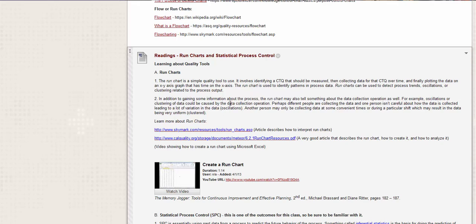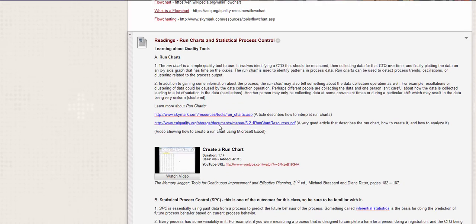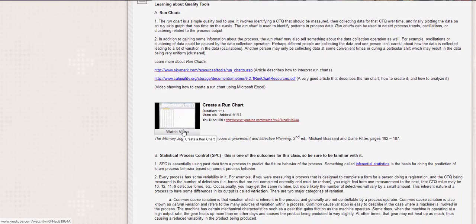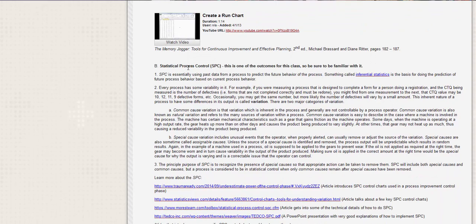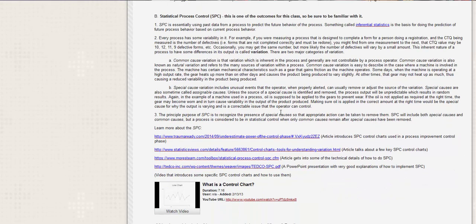Like I said, other instructors had taught this class, and when they had all this really good information, I didn't want it to go to waste, and I certainly wanted it to be available for you. The run chart is a simple quality tool to use. There's some information about this and how to create it, and then some more information on statistical process control. It's one of the outcomes for this class, so make sure that you're really familiar with it.